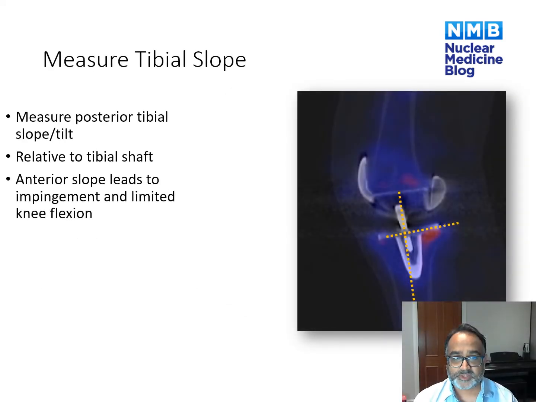It's helpful to measure the posterior tibial slope. Essentially, the tibial component should have a slight posterior tilt relative to the tibial shaft. If you have an anterior slope or a 0-degree slope, then this can lead to impingement as the knee is flexed.